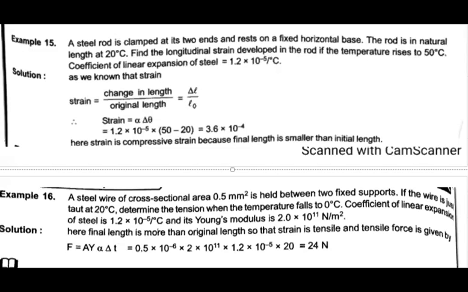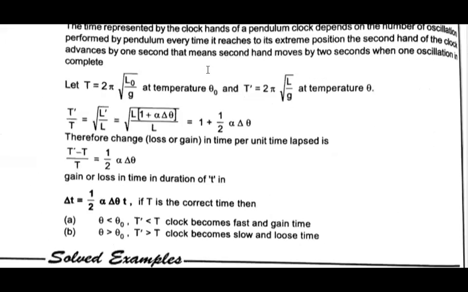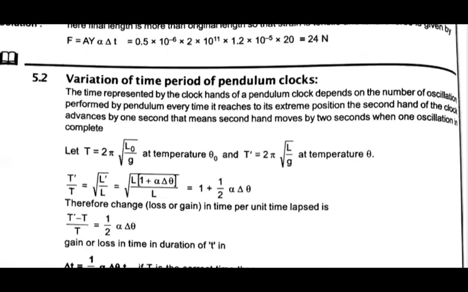I hope all of you can solve all these examples. And the next concept is the time period. This is the concept that we'll be covering in the next chapter, but I'll just let you know the formula. The time period is given by 2 pi root L by g. Since this time period is directly proportional to root L, think about it.